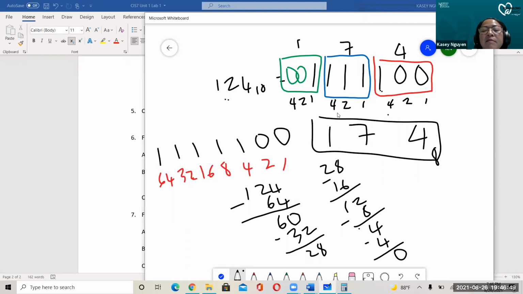Okay, and this method is to take the decimal to the binary, chunk the binary into 3 bits, and then convert it into octal.